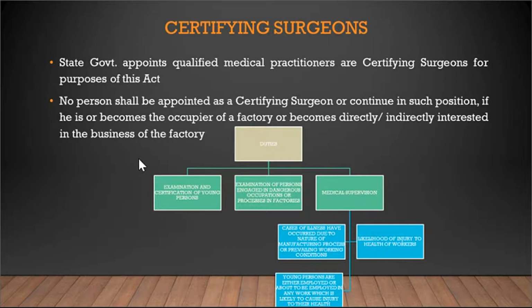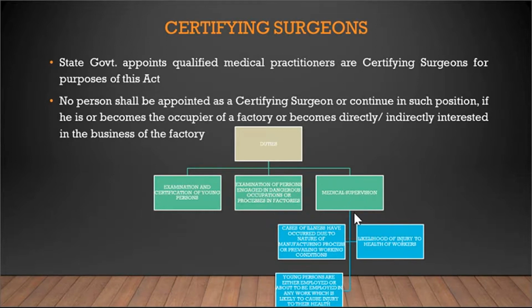If at any point it is found that the certifying surgeon is an occupier of the factory, or he becomes the occupier of a factory, or is either directly or indirectly interested in the business of the factory, then that person cannot be appointed as a certifying surgeon. The duties of the certifying surgeon are threefold. First, examination and certification of young persons. Second is examination of persons engaged in dangerous occupations or processes in factories. And third is medical supervision.